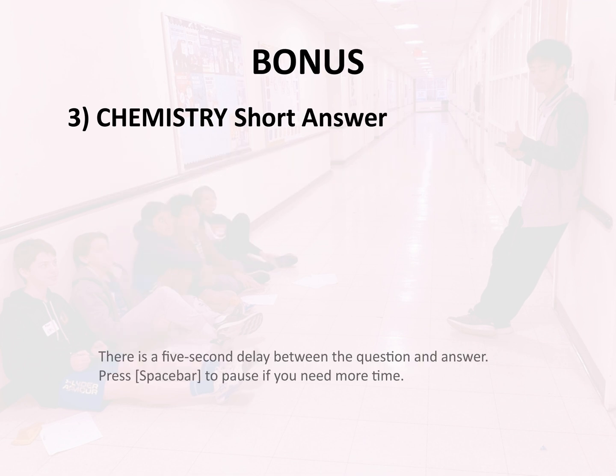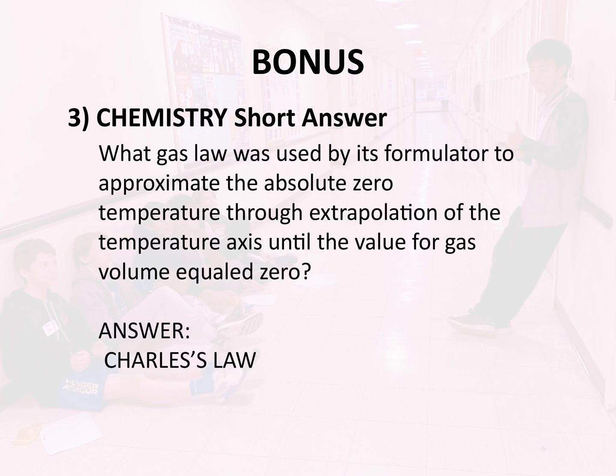Bonus 3. Chemistry. Short answer. What gas law was used by its formulator to approximate absolute zero temperature through extrapolation of the temperature axis until the value for gas volume equaled 0? Answer. Charles's law.